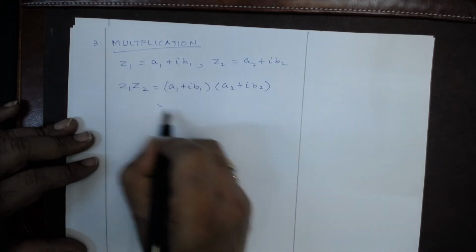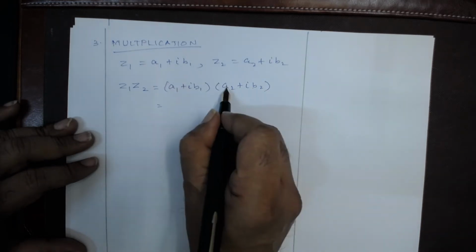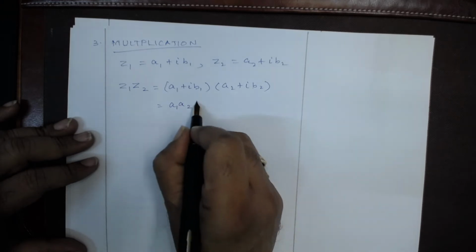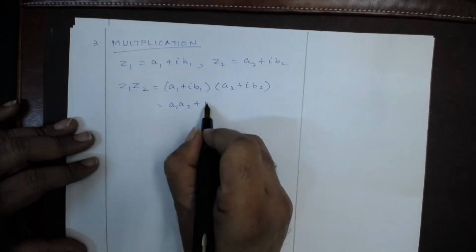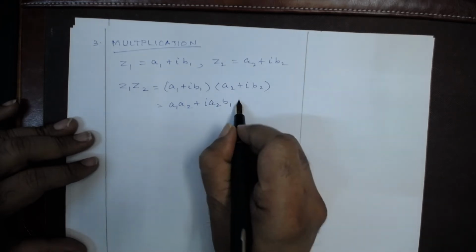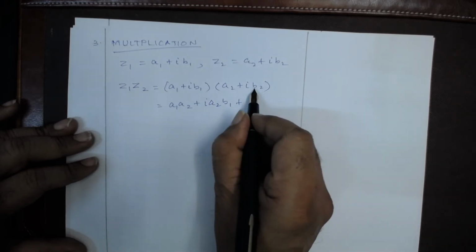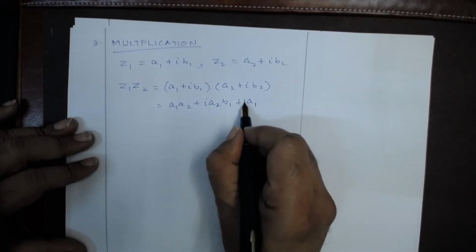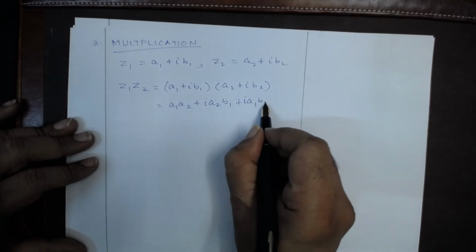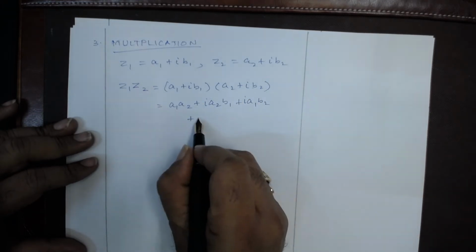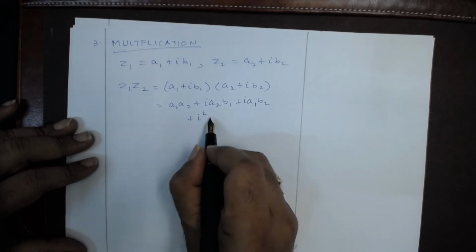So let us multiply by A2 first. So A1 A2 plus i A2 B1. Then multiply by iB2. iB2 means A1 i B2 plus i squared B1 B2.